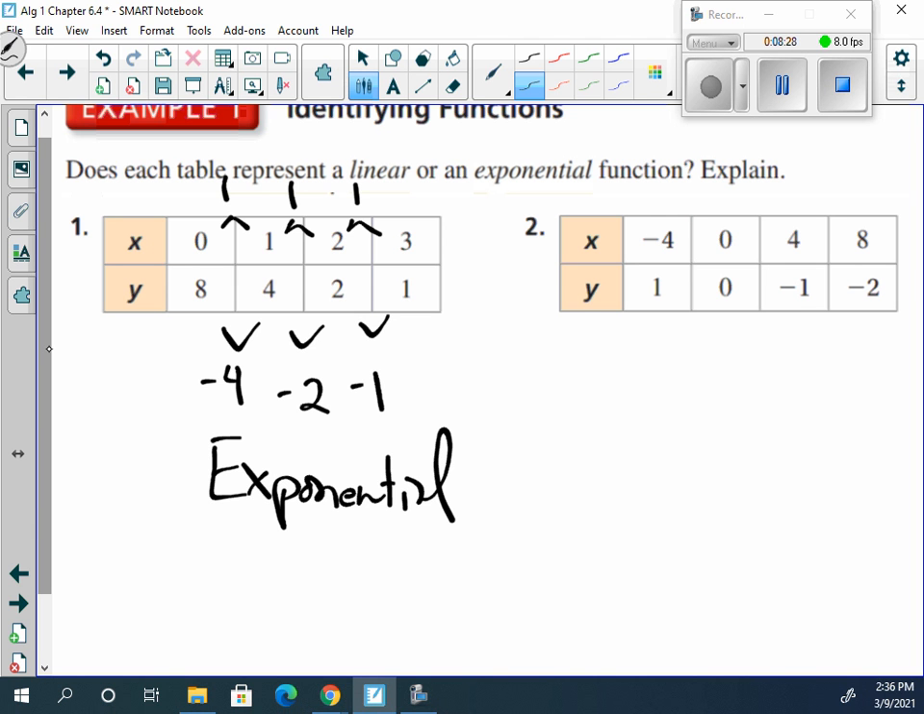How about this one here? What's the difference between -4 and 0? It would be 4 because the numbers are going up. How about 0 and 4? 4 and 8?